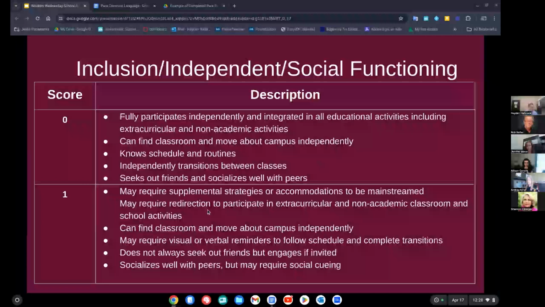And then the next criteria here, they may require some supplemental strategies and accommodations to be mainstreamed. They might require redirection to participate in some of the non-academic classroom and school activities. They can still find the classroom and move around the campus independently. They might require visual or verbal reminders. They might have a little bit of issues seeking out friends, but would engage if they are in a group, and for the most part, socialize well with peers.